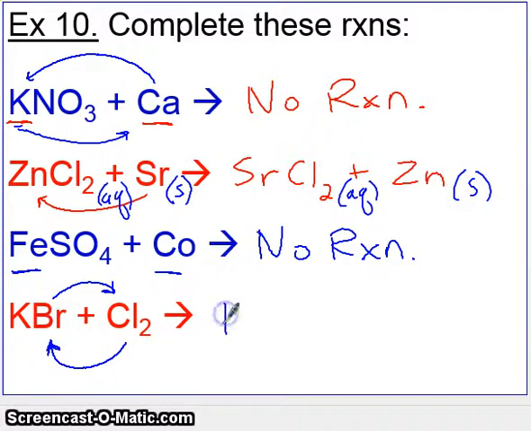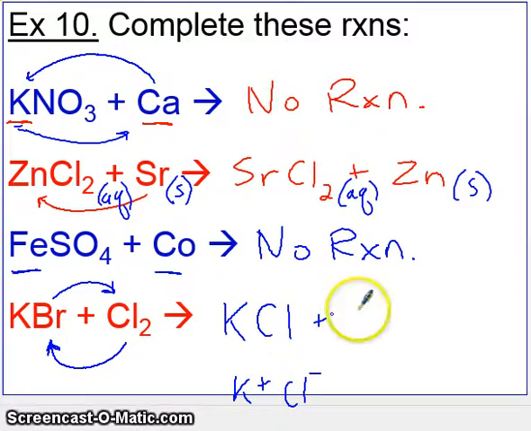So you'll end up with potassium and chlorine, potassium chloride. In this case, K is +1, chlorine is -1, so they match up perfectly. And your other product will be bromine, which will be by itself. Now recall that bromine is one of those diatomic elements, so you have to put a 2 down at the bottom. So KCl plus Br2 would be the products.